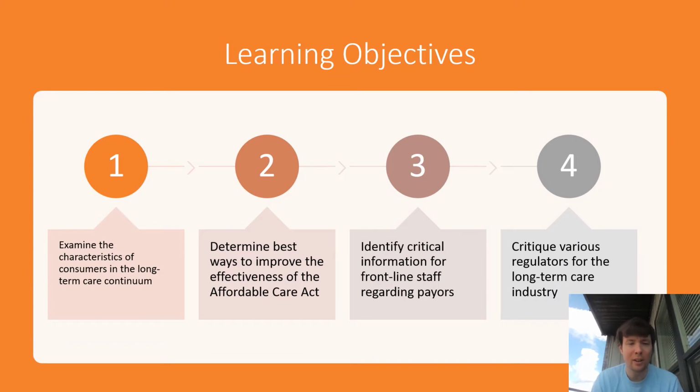Learning objectives are listed as follows. We'll examine the characteristics of consumers in the long-term care continuum, determine the best ways to improve the effectiveness of the Affordable Care Act, identify critical information for frontline staff regarding payer sources, and critique the various regulators for the long-term care industry.